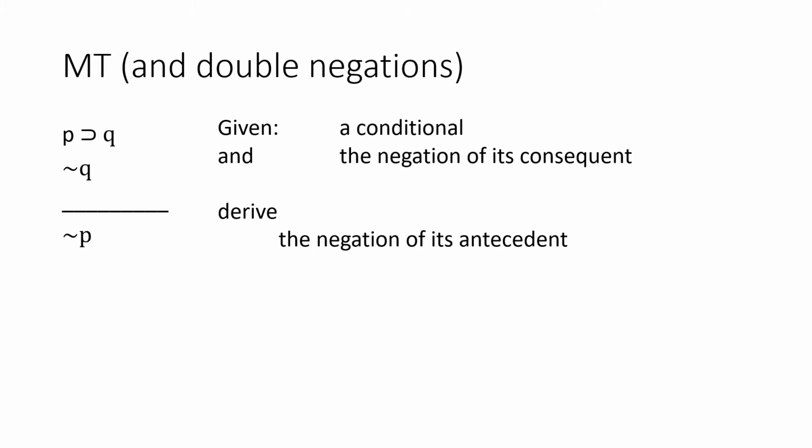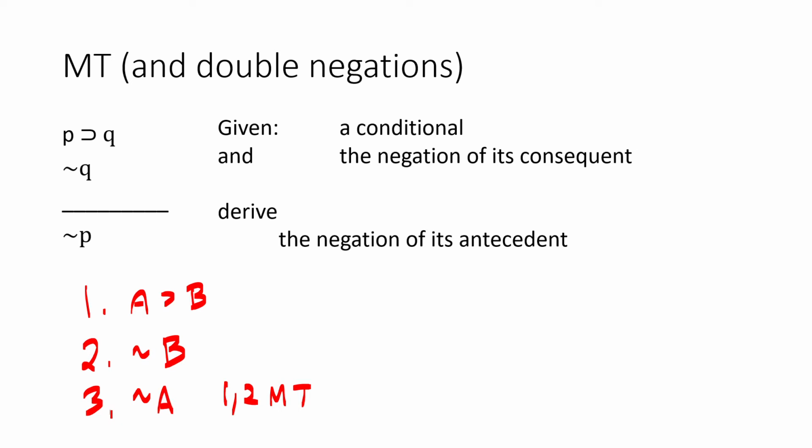So let's take a look at one of our rules from last week. It's modus tollens, and the rule is just that given a conditional and the negation of its consequent, we may derive the negation of its antecedent. So in the most straightforward cases of modus tollens, you've got maybe a simple conditional like that. You've got the negation of the consequent. And you're going to derive the negation of the antecedent. So far, no double negations.